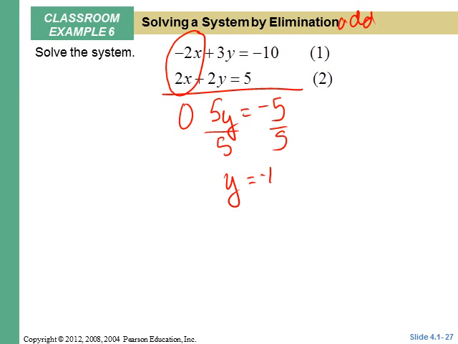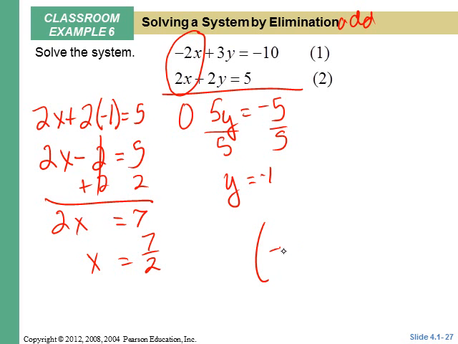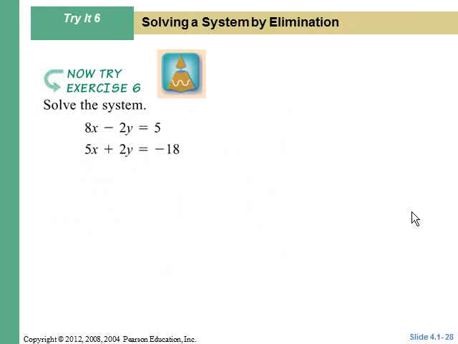So I can now either substitute or I can go back and eliminate the other variable. I'm going to substitute into the second equation. 2x plus 2 times negative 1 is 5. 2x is 7. x is 7 halves. So my answer is 7 halves and negative 1. Okay, so you do this one.